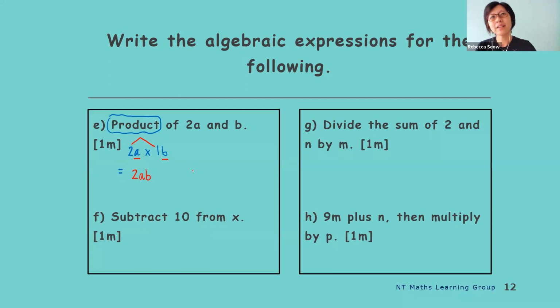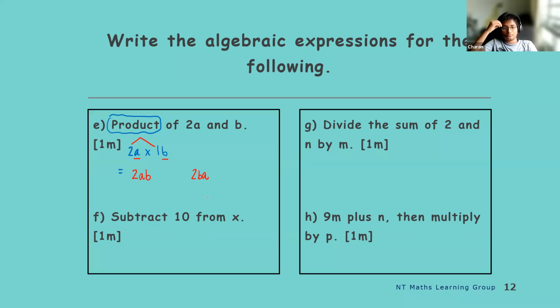If we write our answer as 2BA, will we be marked as wrong? Yes, you will, because B doesn't go after A. Okay, by right, you will not get it wrong. It's actually still the correct answer.